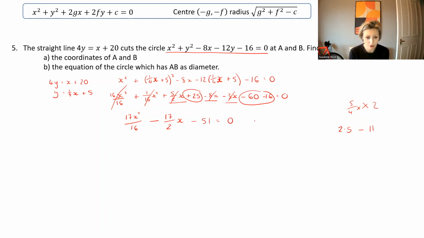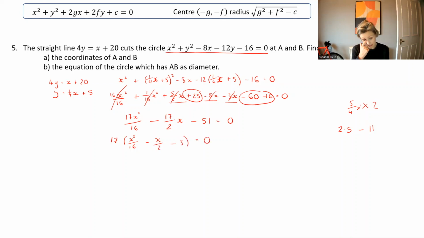So it looks a bit better. It's still got horrible fractions in it. So again, take out the common factor, and we can use this to our advantage here. If we take out the common factor of 17, then we're left with x squared over 16 minus x over 2 minus 3.